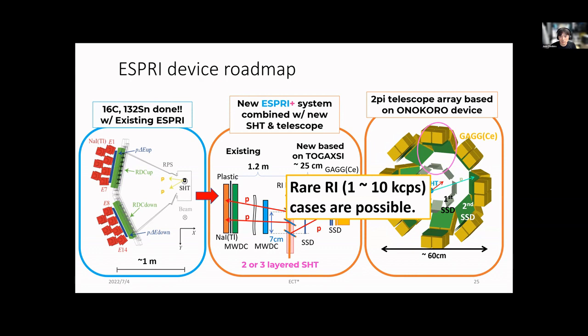Finally, we can measure the scattering experiment with very rare RI beams, with an intensity of less than 10 kcps or so.